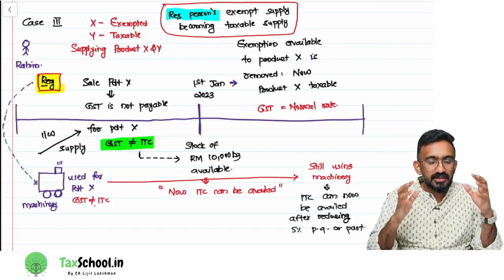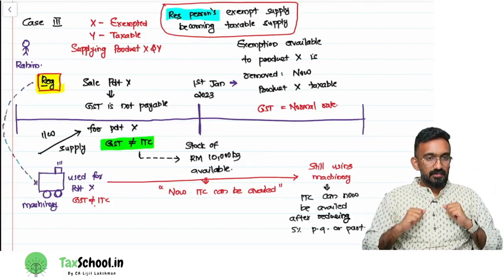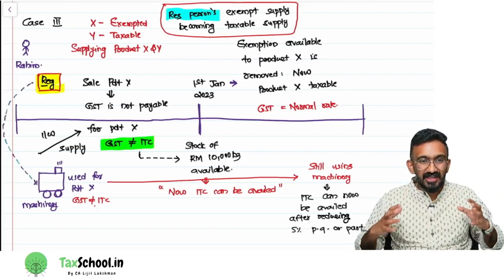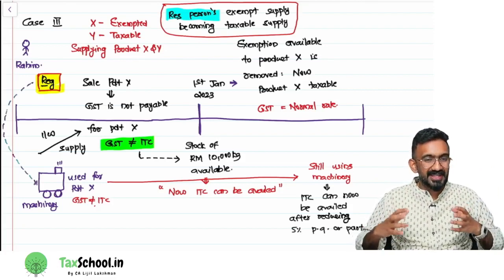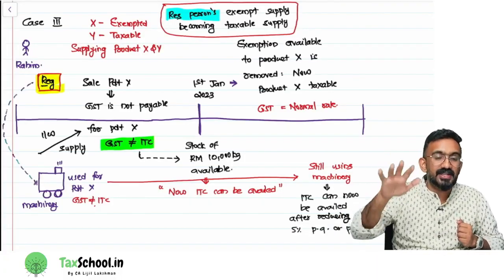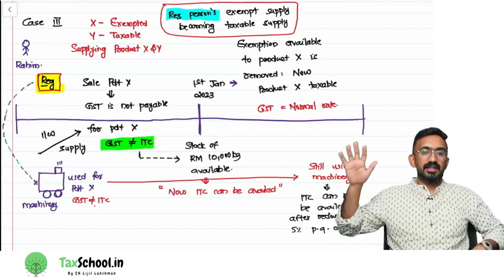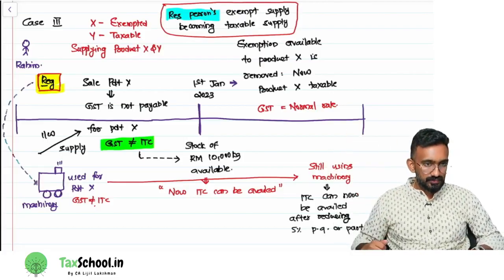So he has 10,000 kg raw material. While purchasing, he did not take any ITC. But this 10,000 kg raw material is going to be used for product X after 1st of January 2023, which means while selling product X, he is now paying taxes. So government said you can take ITC even on this raw material 10,000 kg as an opening credit now.